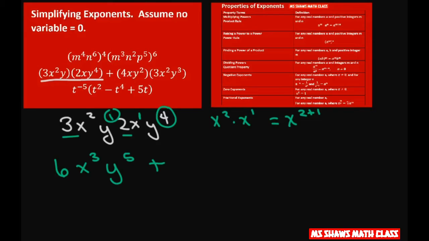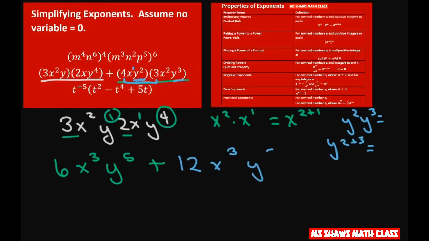Okay, now let's do this one. We have 4 times 3 is 12. We have the x's. We have 1 x here and 2 there. That's x cubed. The y's are like y squared times y cubed. And you just add, that's y to the 2 plus 3 equals y to the 5th.